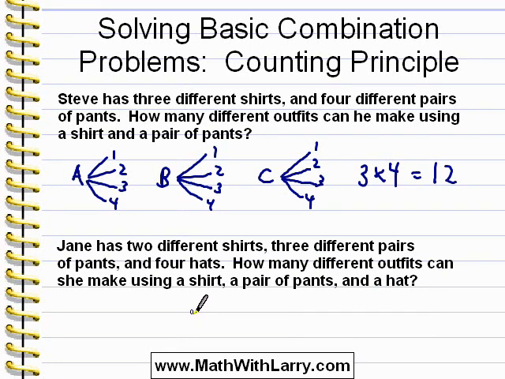So she has 2 shirts multiplied by 3 pairs of pants multiplied by 4 hats, and our answer is simply 24. We call this the counting principle. Basically, in problems like this where any component of the outfit can be matched with any other component, we simply multiply the values given.